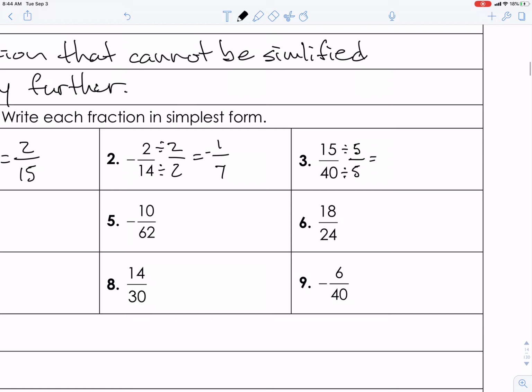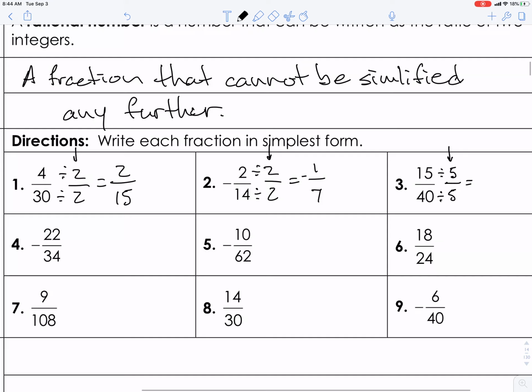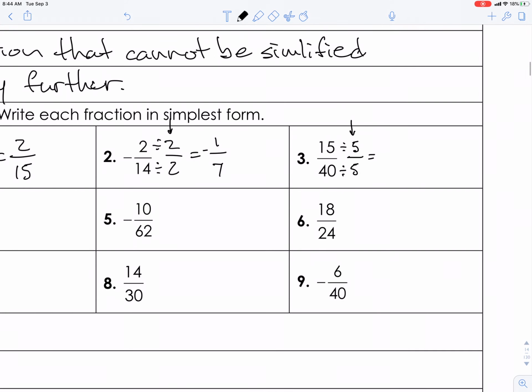And the reason we're dividing, if you notice, every time we do this, 2 over 2, 5 over 5, what are those numbers divided? 2 divided by 2 is 1. 5 divided by 5 is 1. I'm really dividing the fraction by 1. And whenever you divide by 1, it doesn't change anything. Okay?